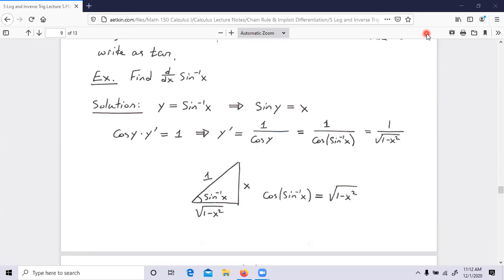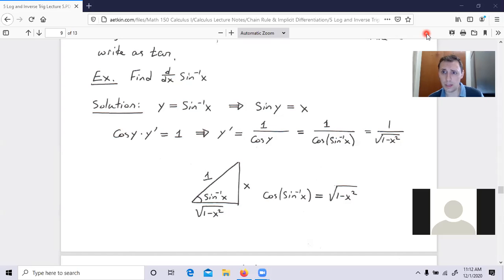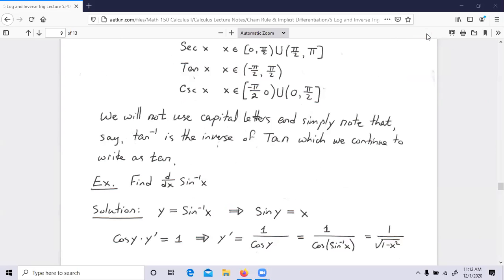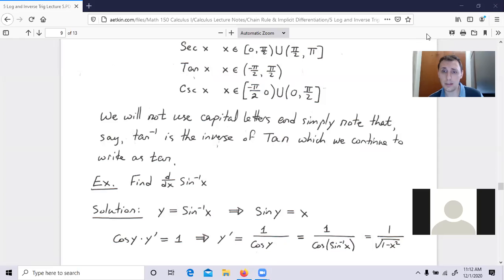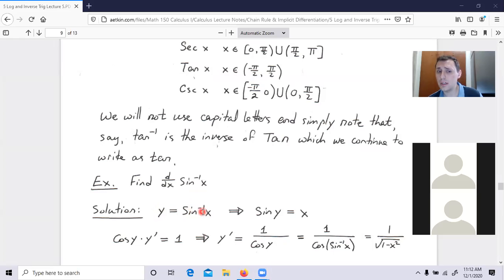The idea is something that should be obvious to you right away, because we solved such problems again and again. What's the derivative of sine inverse? All you do with implicit differentiation is suppose this is called y. Y is equal to sine inverse. Apply sine to both sides. And what do you get? You get sine of y equal to x.